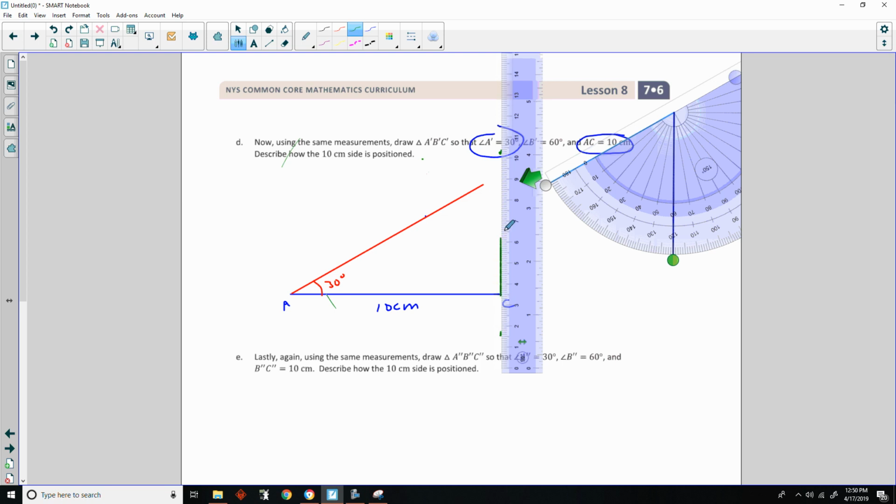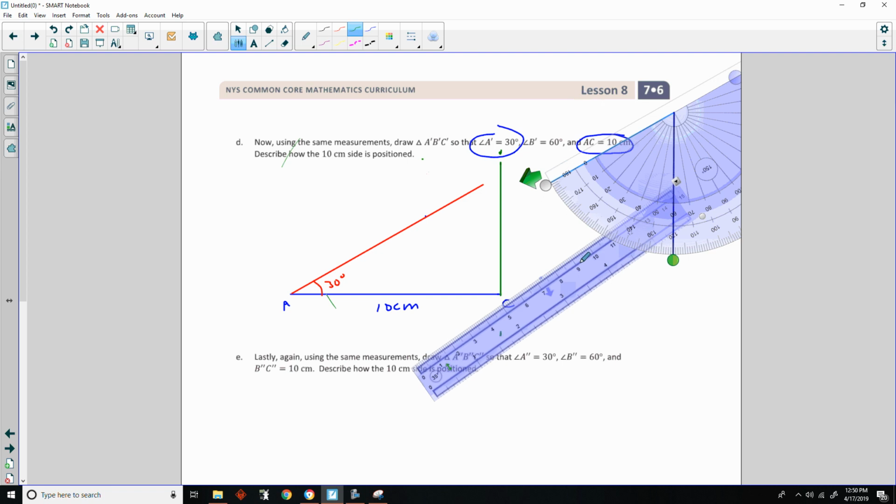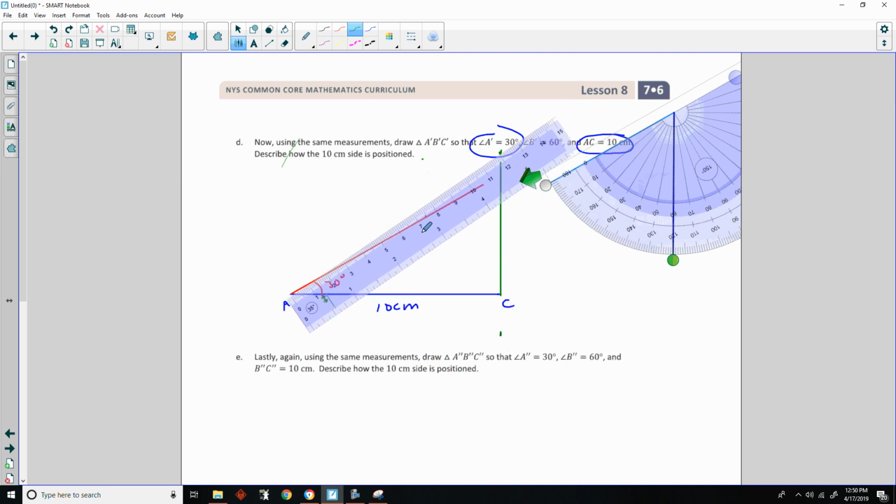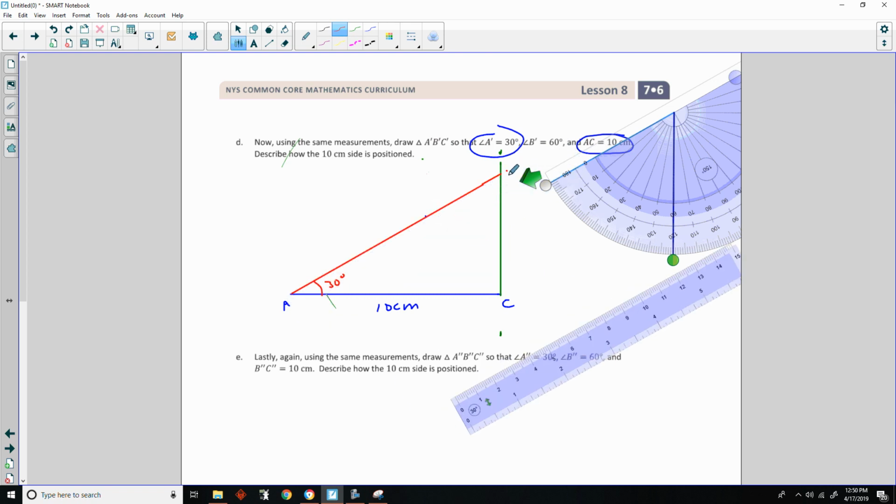starting at C and work up, and I need to extend this red side. I should have made it longer. And there is B right here. And B is 60 degrees. So that makes our C 90 degrees.